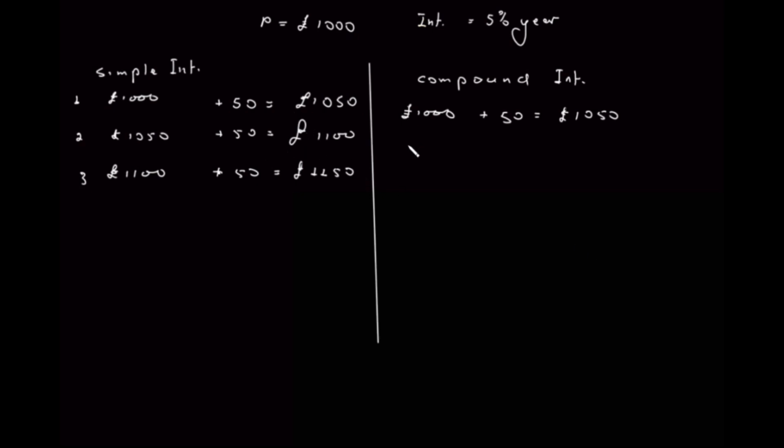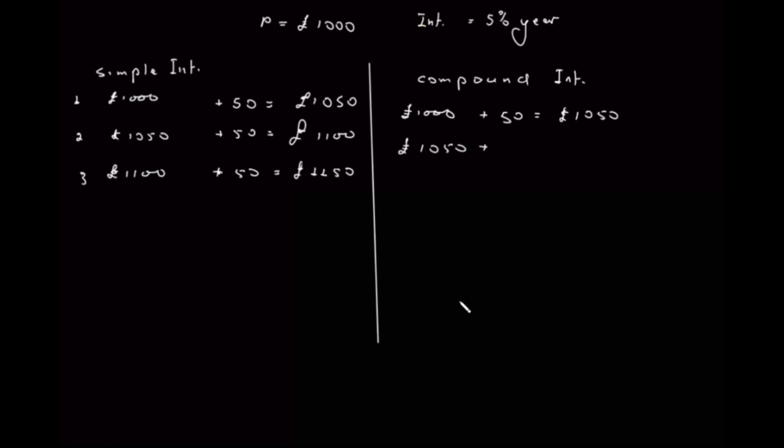End of year 2, we have 1050, same as that, but this is the thing that changes. It's 5% of this, not 5% of that. Simple interest is 5% of the initial amount, as long as you don't put anything else in the account. 5% of that is this. 5% of what is in the account is your compound, so 5% of that.